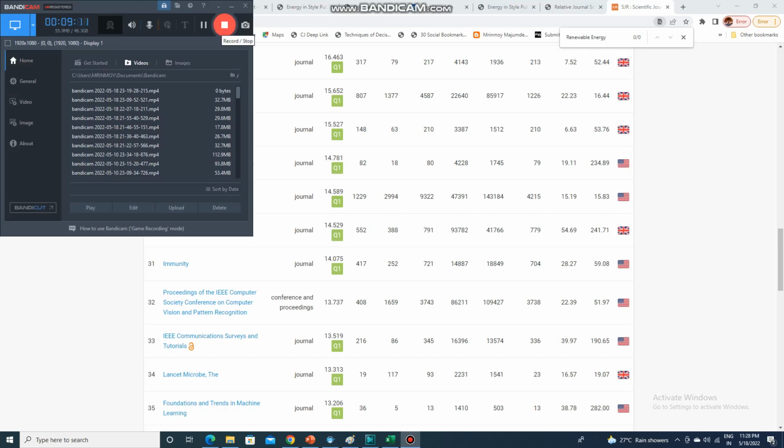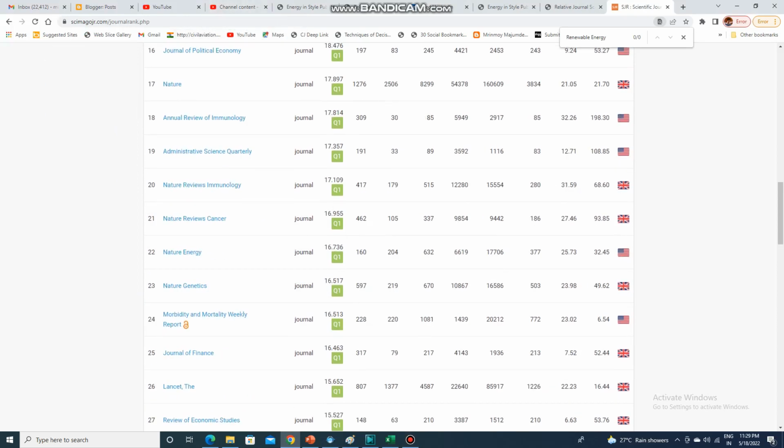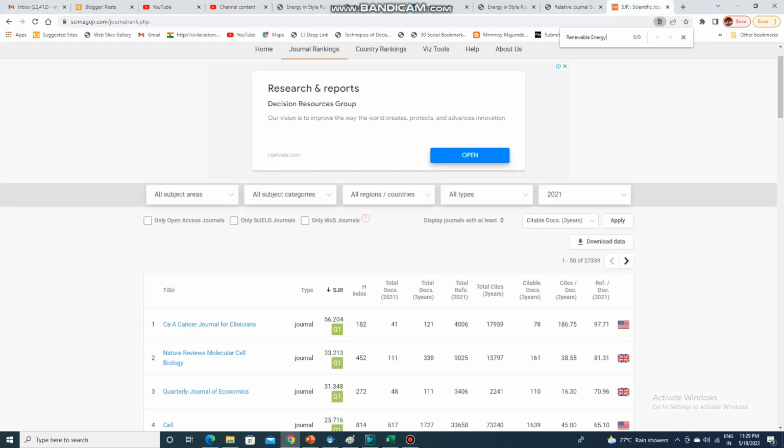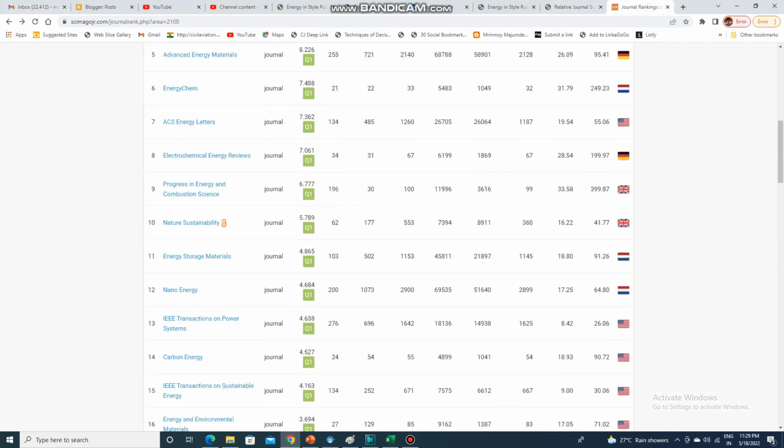When we remove the filter for the specific subject area and try to find the rank of Renewable Energy within all the journals of the world, it is not coming into the top 50 journals. So this is not a very correct representation of that journal. So to avoid this problem, we will use this relative journal score. So let us go for that Renewable Energy journal.